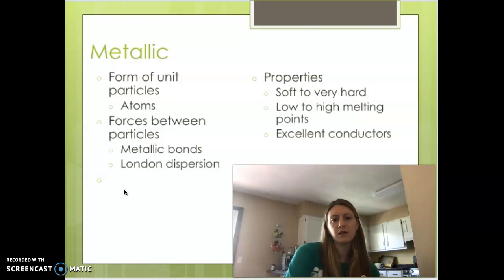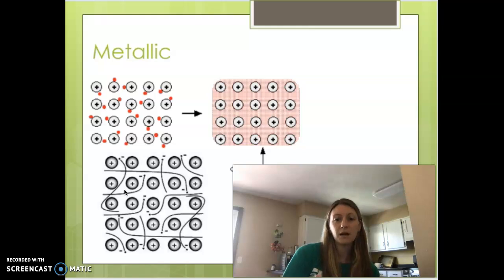Metallic solids are made of atoms. They will have metallic bonds and London dispersion forces between them. They have a range of hardness, so they can be very soft to very hard. They can have very low melting points to high melting points, but almost all of them are good conductors of electricity because of the way that their electrons can do what we call delocalization.